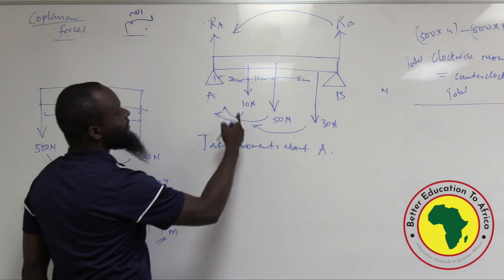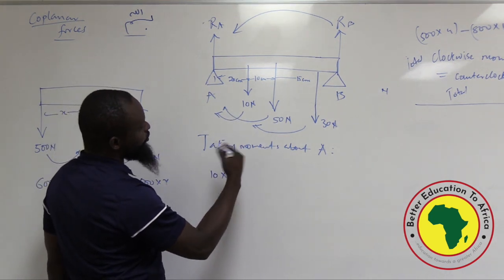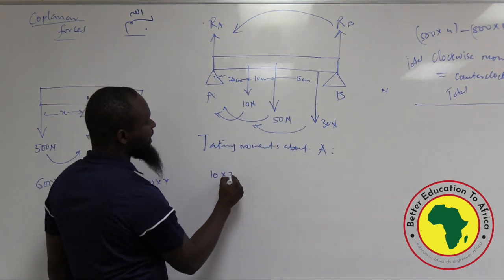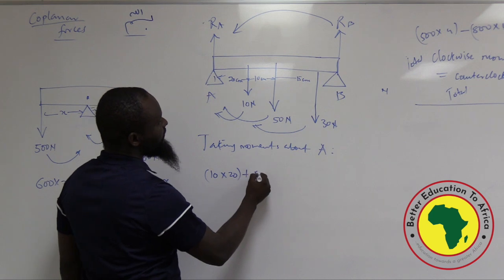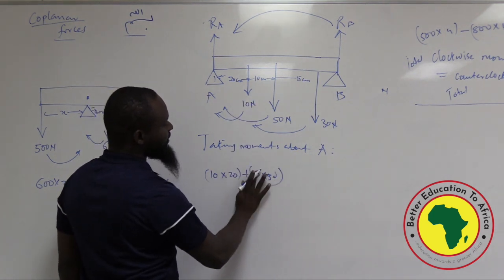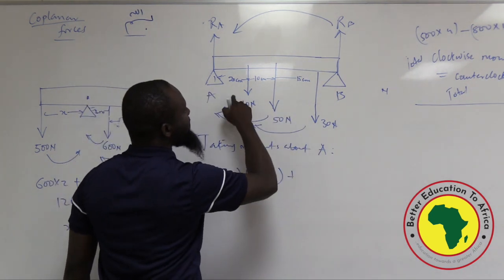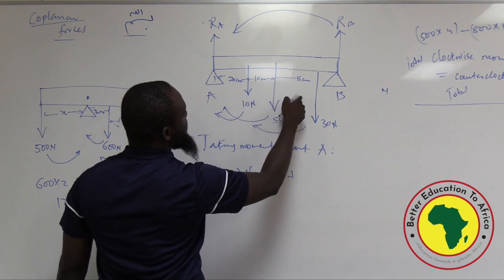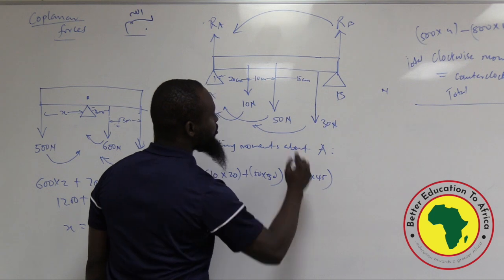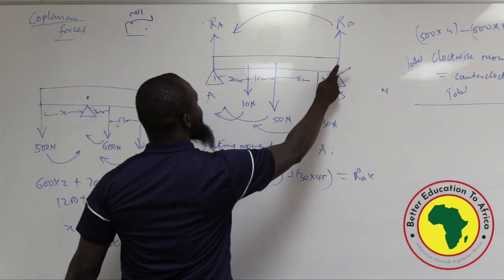So taking moment about A, all the clockwise moments are 10 times 20. You can work in centimeters and newtons so long as you work on the same side. 10 times 20 plus 15 times 30, because we are taking the distance from here to the pivot, plus 30 times 30 plus 15, 45, 30 times 45. These are the total clockwise, equals the counterclockwise, RB times the distance between here and here.